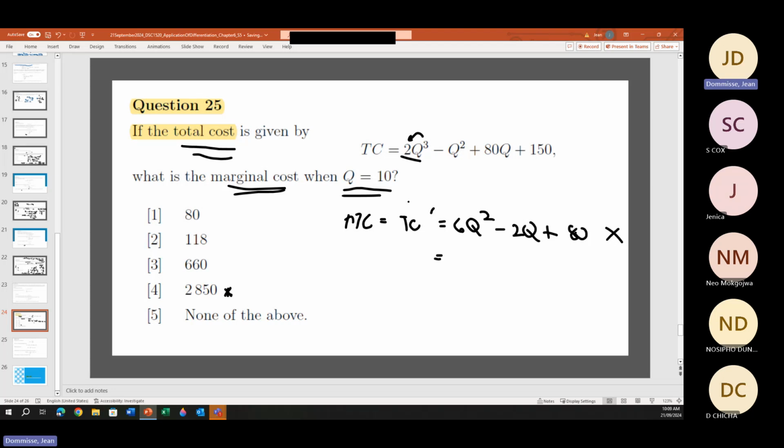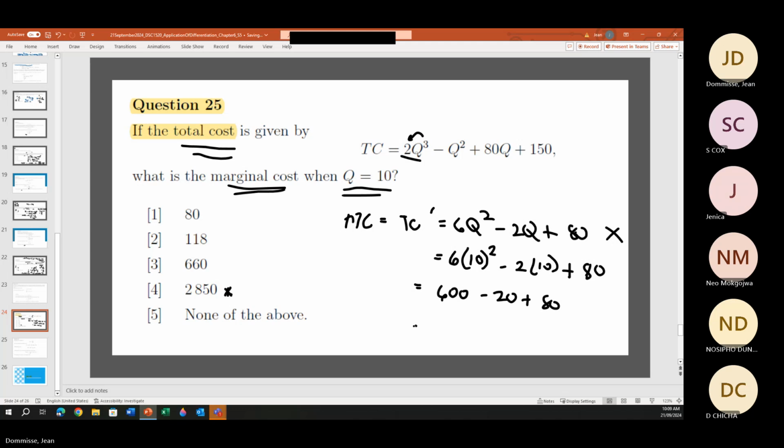Okay, and then we can substitute the 10 in. So 10 times 10 is 100, that is 600. 2 times 10 minus 20 plus 80. So the answer is 660, which is option 3.